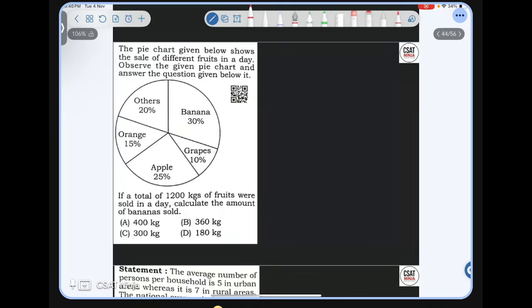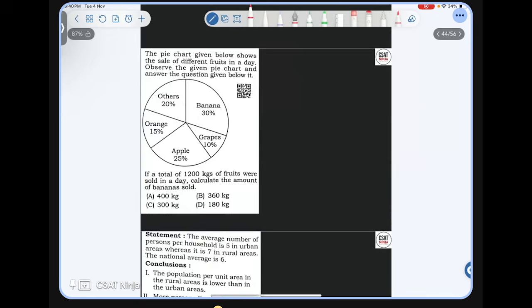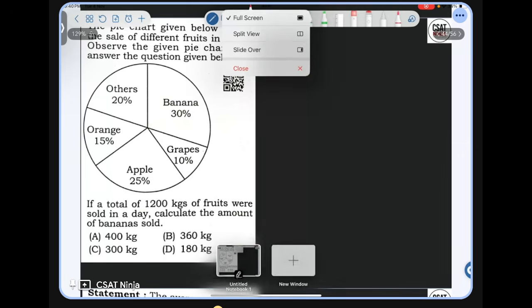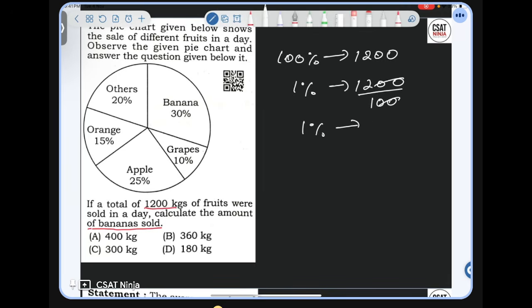Let's move on to the next. Okay, the next question is also a pie chart. In a pie chart, what is given? If a total of 1,200 kg of fruits were sold, that means the total is given as 1,200 kg. Calculate the amount of bananas sold. That means 100% is given as this one. So 1% will be 1200 divided by 100, which means 1% is nothing but 12.